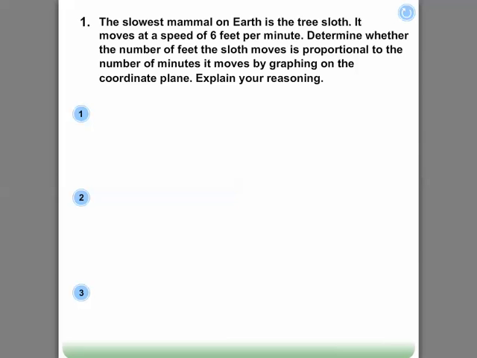The slowest mammal on Earth is a tree sloth. It moves at a speed of 6 feet per minute. Determine whether the number of feet the sloth moves is proportional to the number of minutes it moves by graphing on the coordinate plane. Explain your reasoning.